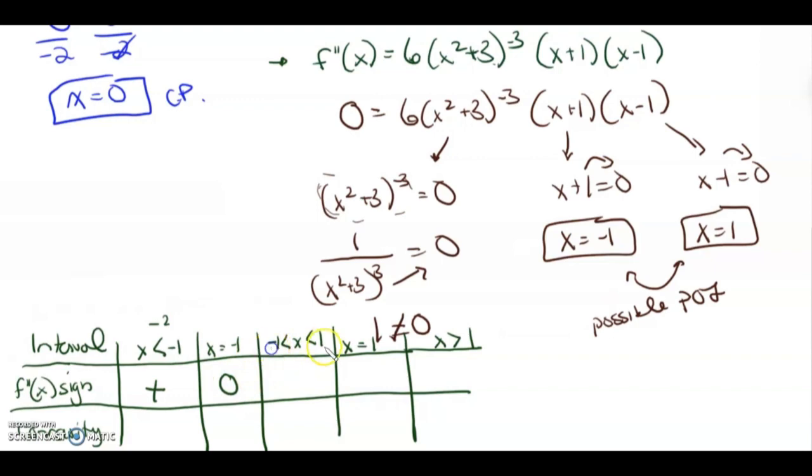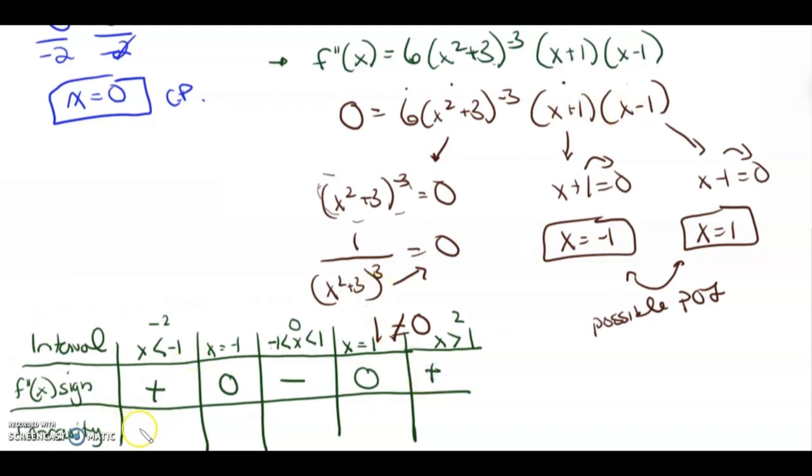Okay, a number between negative 1 and 1, let's test 0. So 6 is going to be positive. 1 over 3 is going to be positive. 0 plus 1 is positive. 0 minus 1 is negative. Okay, x equals 1, when we sub that into x minus 1, it's going to be 0. And then x greater than 1, say we sub in 2. 6 is positive. 4 plus 3 is going to be positive. 2 plus 1 is going to be positive, and then 2 minus 1 is going to be positive. So that's going to be positive.